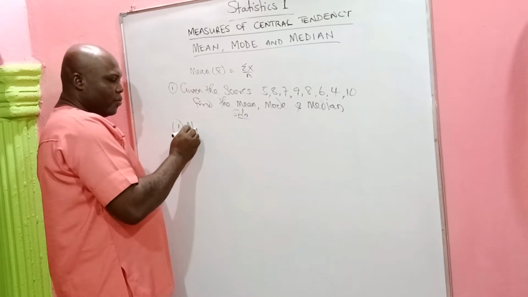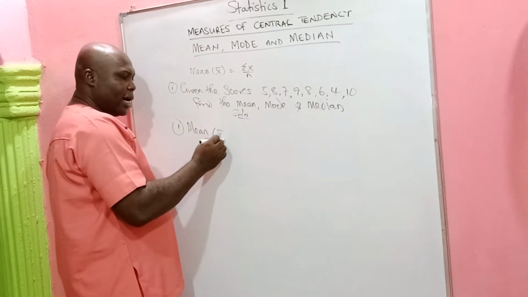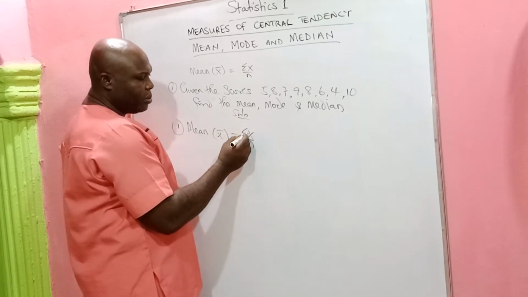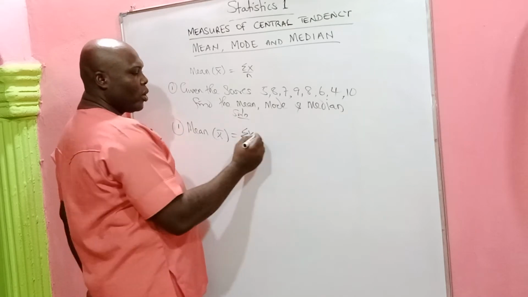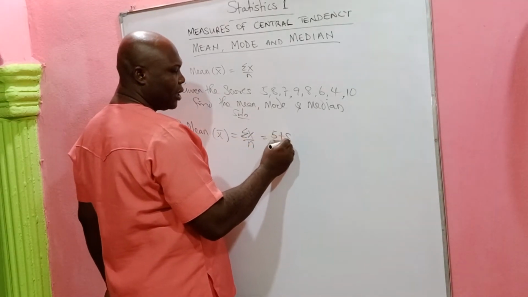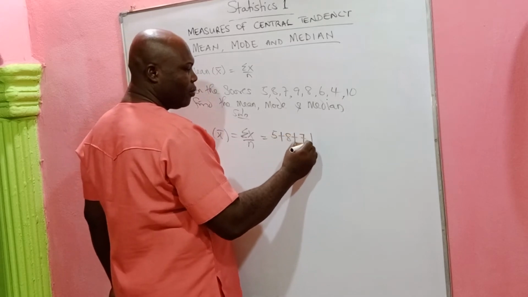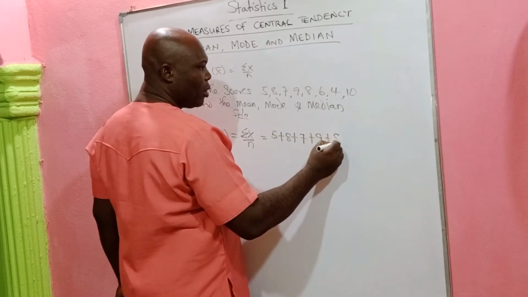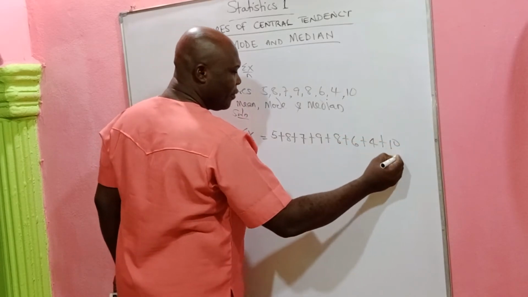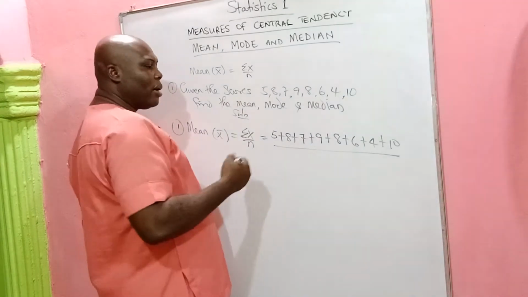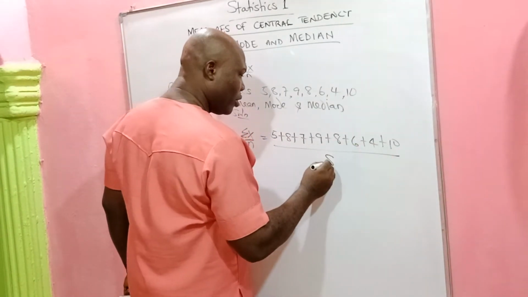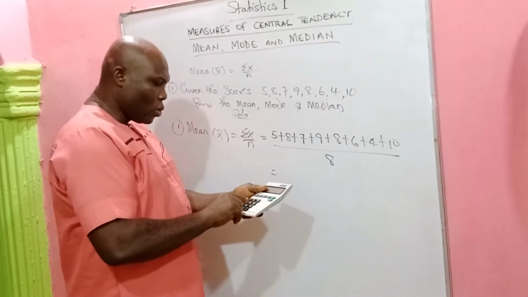All right, so for us to find the mean, solution. The mean, which is x bar, is given as summation x all over n. This is a summation sign, sigma. Summation x means add all the values of x: 5 plus 8 plus 7 plus 9 plus 8 plus 6 plus 4 plus 10. And divide by the number of values involved: 1, 2, 3, 4, 5, 6, 7, 8. So we'll add all that.